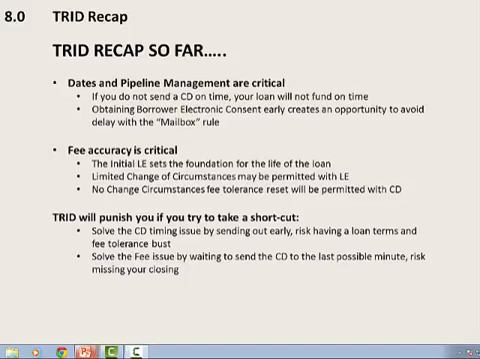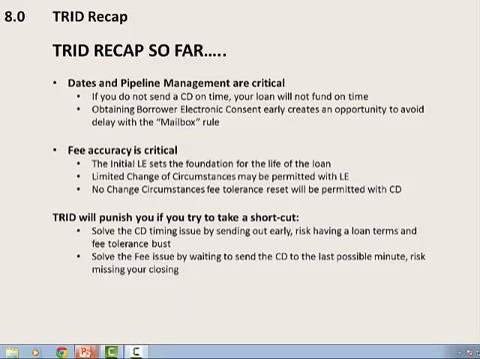Fee accuracy is critical. The initial LE sets the fee foundation for the life of the loan. Limited change of circumstances may be permitted to LE to adjust fee tolerances. No fee baseline or tolerance changes are permitted with the CD. TRID really forces us to focus on both pipeline management and fees.